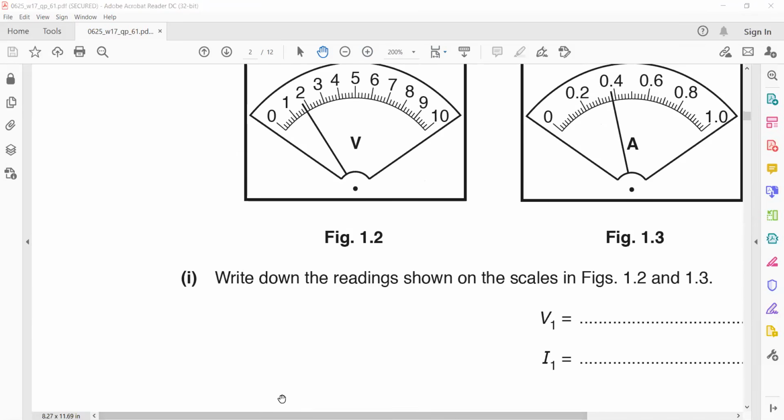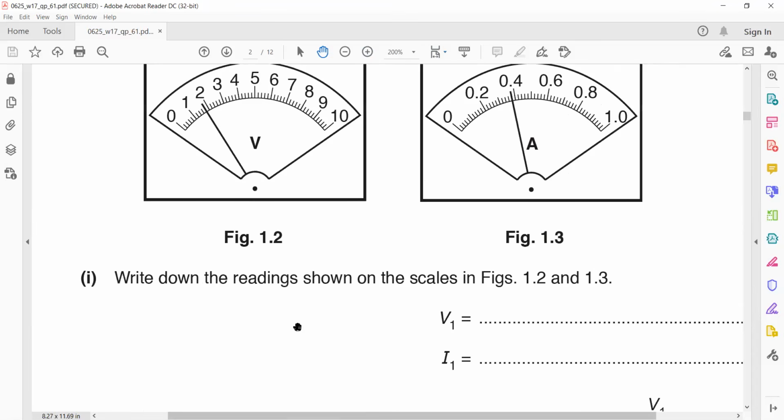The value of the voltage reading is 1.8. And what about the current reading?